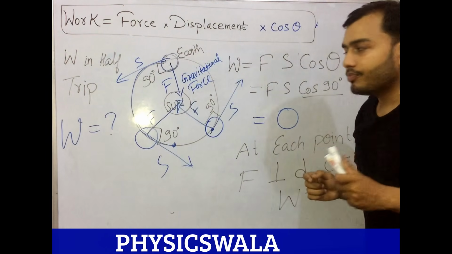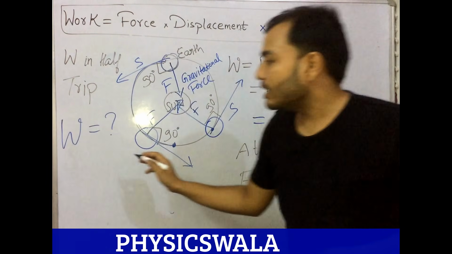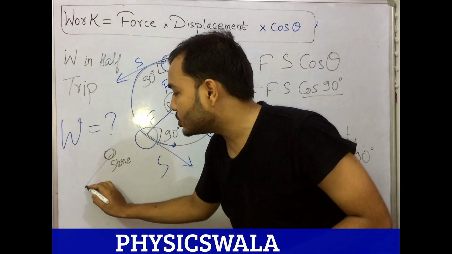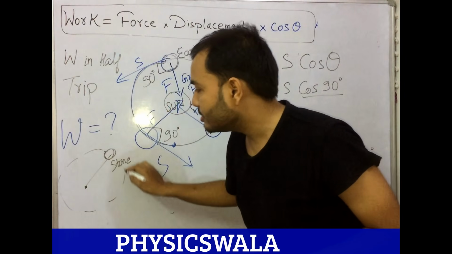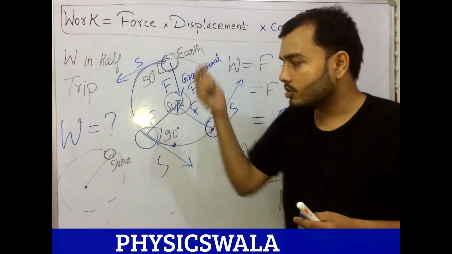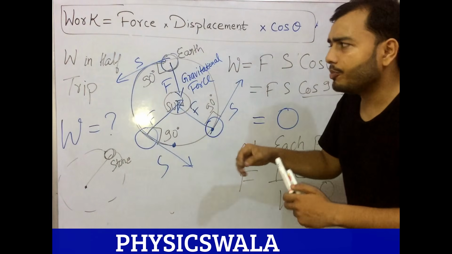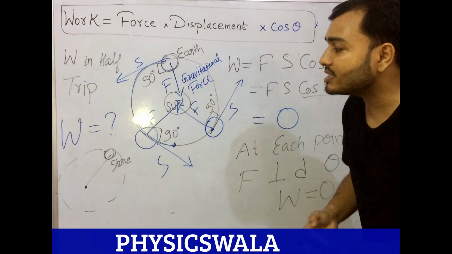Similarly, you can answer, suppose a boy is reeling a stone tied in a string, like this, zoom, zoom, zoom. What is the work done? Not in a round trip, but in a half trip, in a quarter trip, in any place. What is the work done?